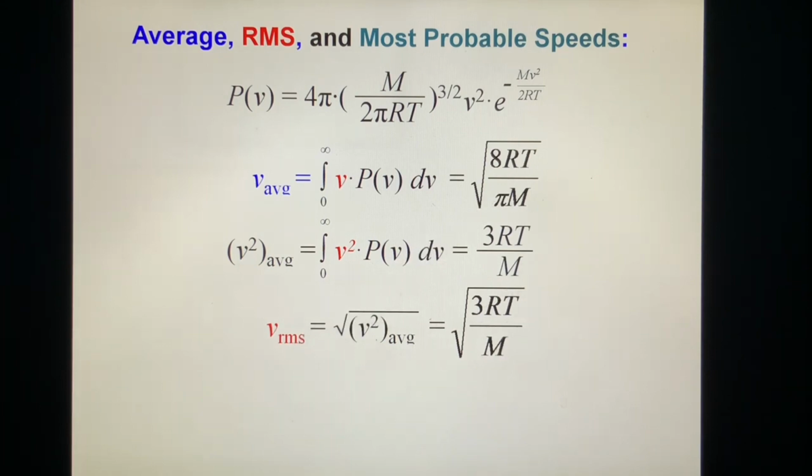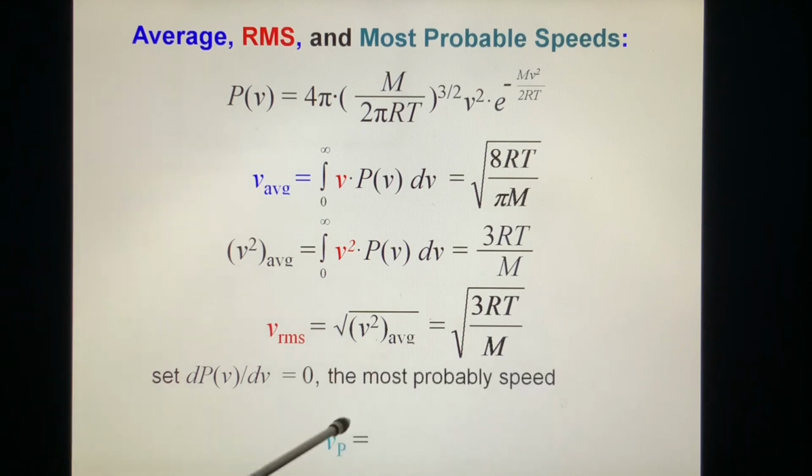Finally, we have the most probable speed. What do we do? We take dP/dv equal to 0. You can find the maximum or minimum. In this case, we find v is equal to the square root of 2RT over M. This is 3. You remember the answer. You don't have to do the calculation, okay?